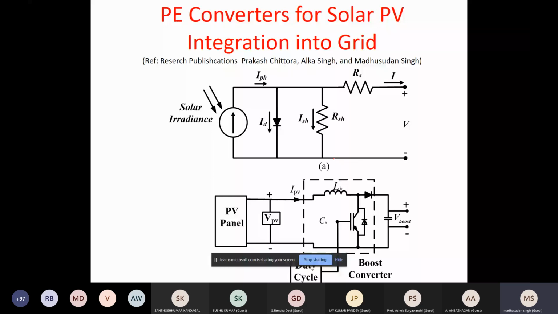So we use power converters again for solar PV applications. And what exactly is the power electronics here? This is the model of a solar cell, called the single diode model, a diode and a solar cell.